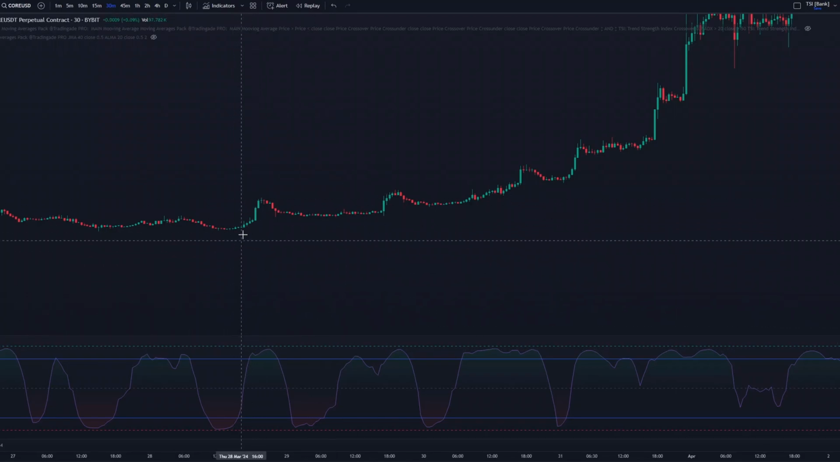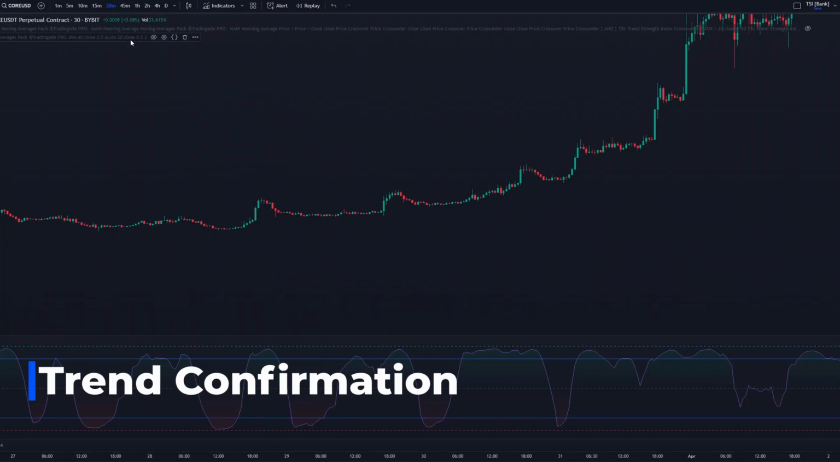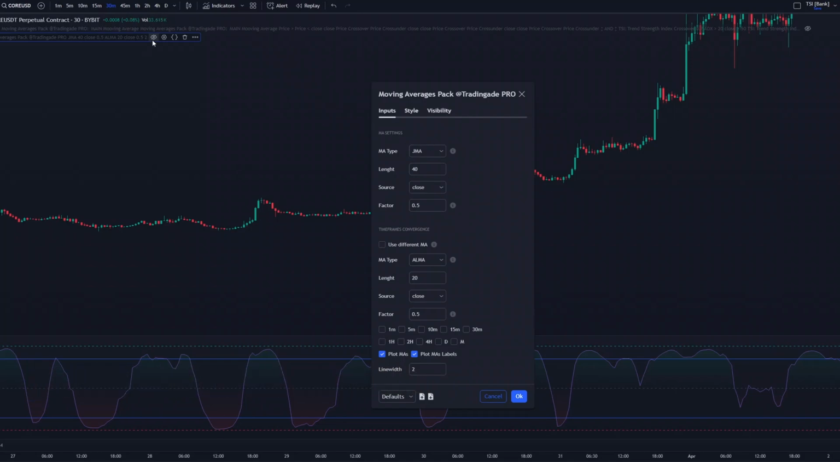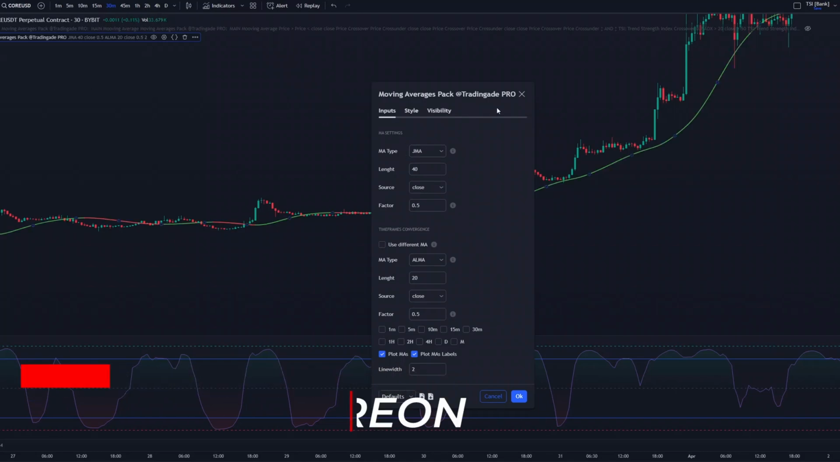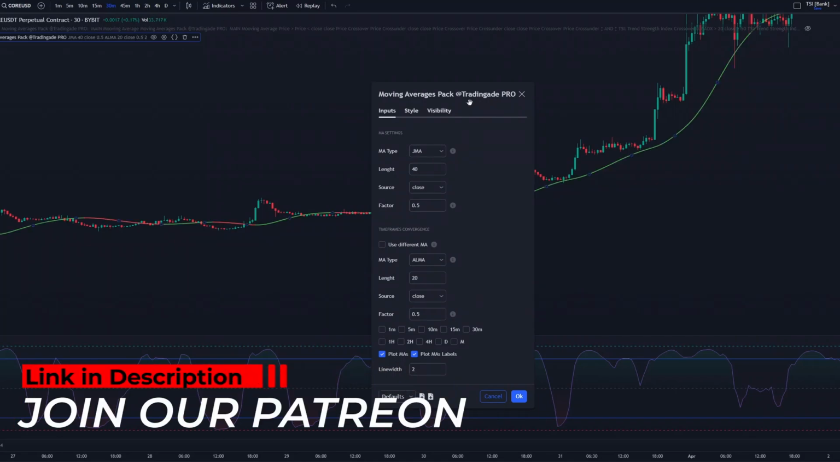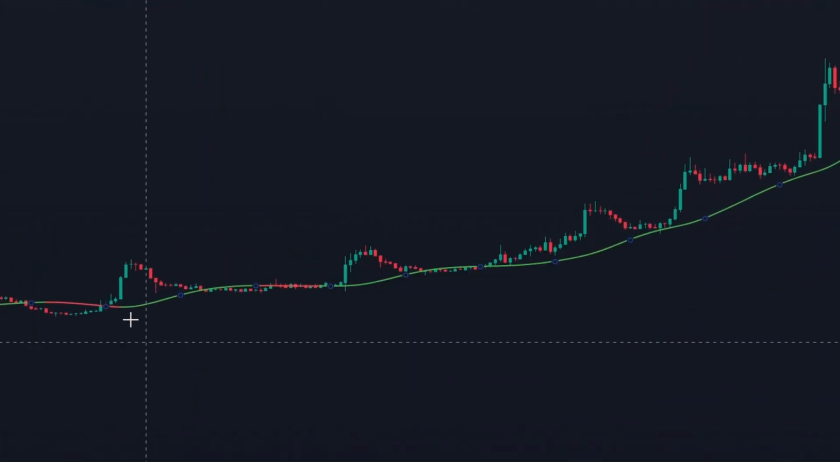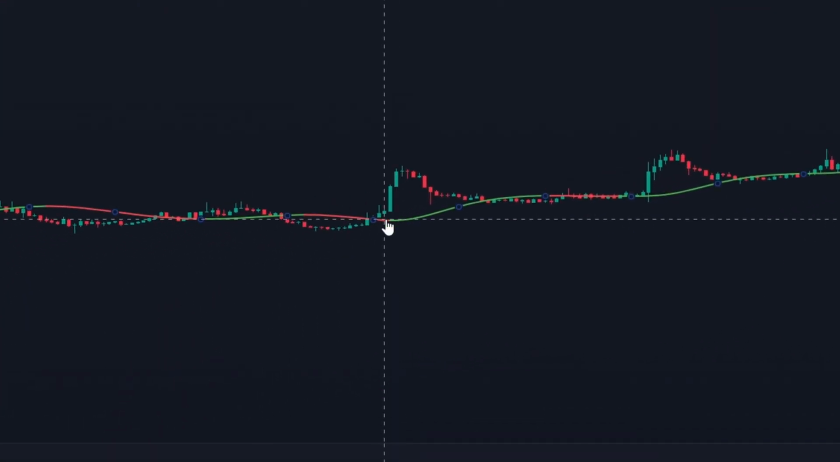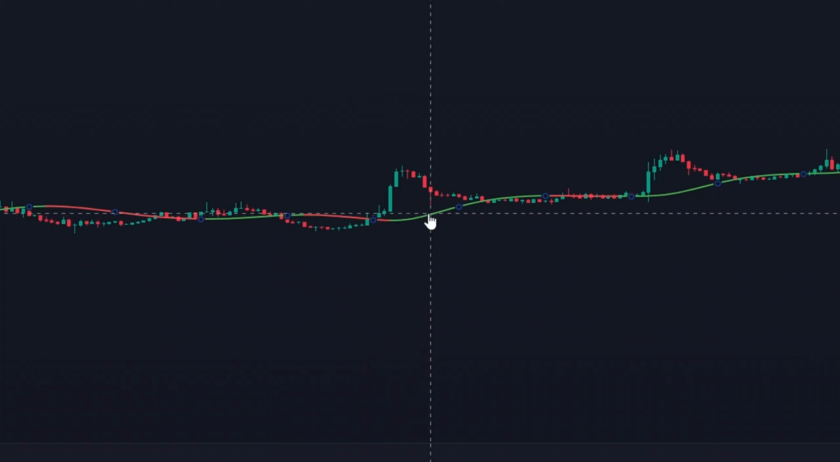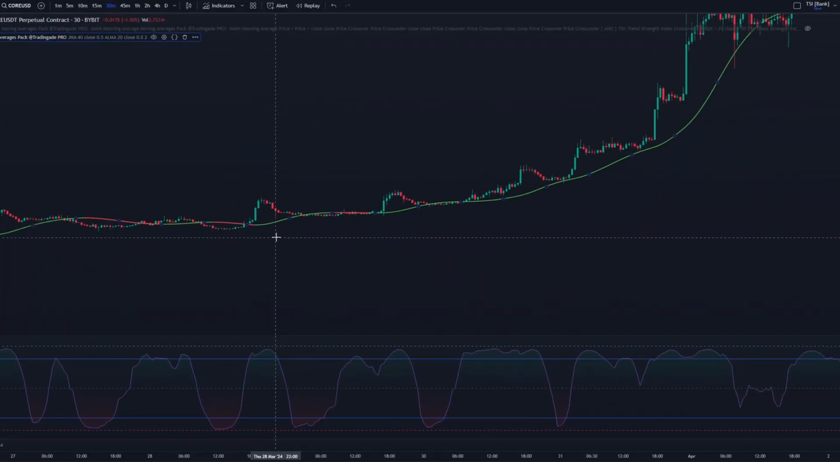Then, in order to confirm our trend, we will use a moving average, specifically the JMA, the Jurik Moving Average, taken from the Moving Averages pack by TradingGate Pro. We're gonna set here length 40, source close, and we're gonna open long positions only when the price is above the JMA, whereas we're gonna open short positions whenever the price is below our JMA.